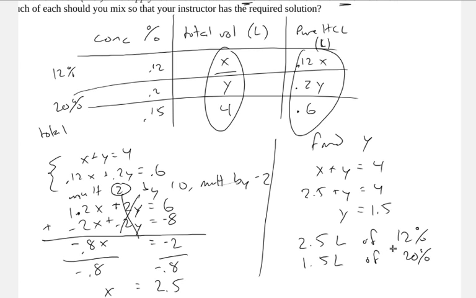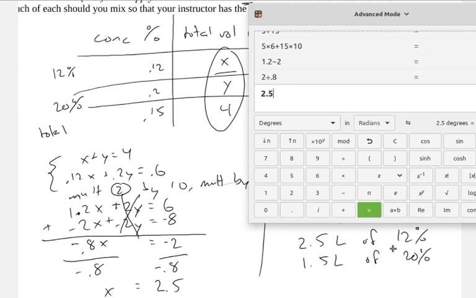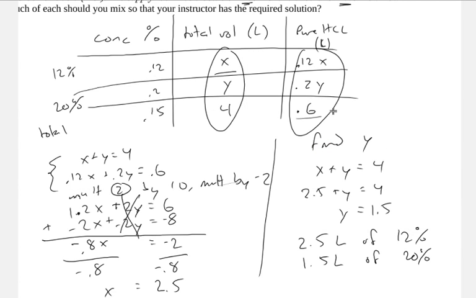Before I give my final answer, I want to make sure everything works out here. 2.5 plus 1.5 gives me a total of 4 liters of this mixture. And also 2.5 times 0.12 plus 1.5 times 0.2. I'm just running that second equation. This equation right here gives me 0.6, and that is exactly what I expected. So that is my final answer for this question.